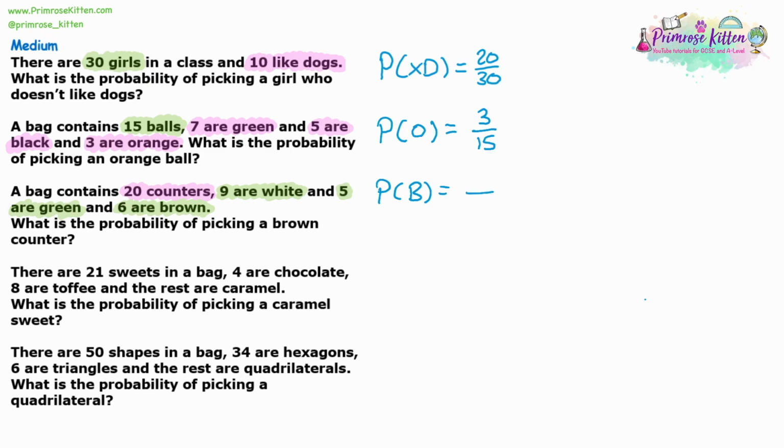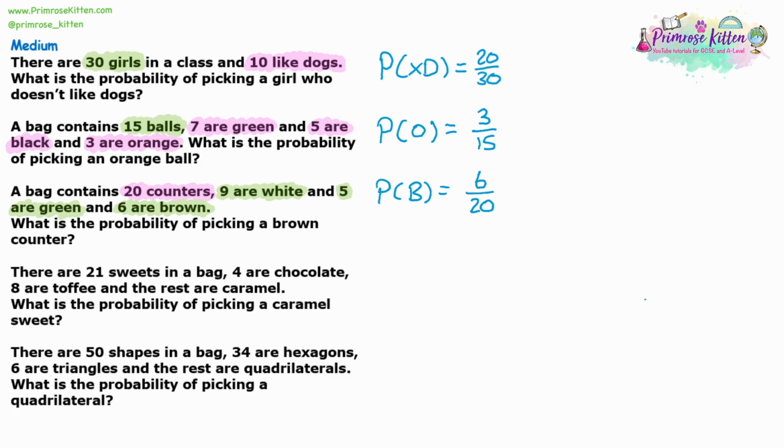So then look at the total. It's out of 20. The denominator is 20. The bottom number is the total. Then for the numerator, the top number, we're looking for what we specifically want. We want the probability of picking a brown counter. There are 6 brown counters.